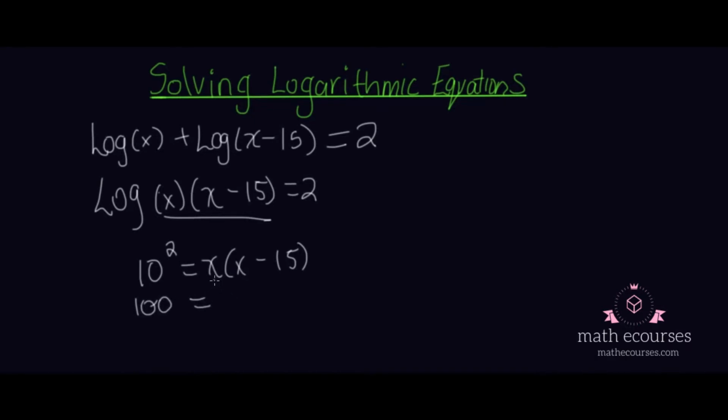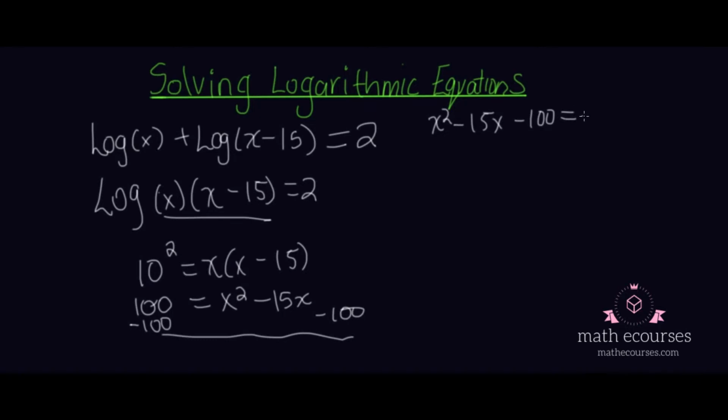On this side, I'm going to distribute and multiply x times x is x squared. X times negative 15 is negative 15x. This is now a quadratic equation, which I will need to factor. However, I cannot factor until it equals 0. So I need to subtract 100, and I will put it here at the end. So I have x squared minus 15x minus 100 equals 0.